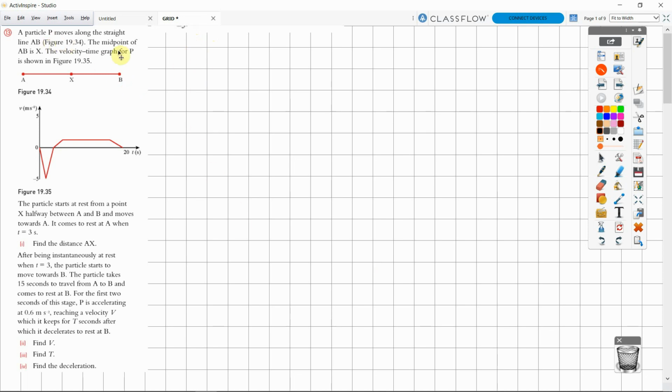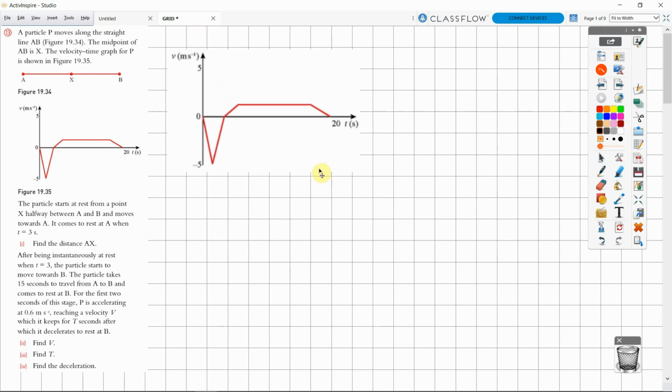Okay, a particle P moves along the straight line AB. Midpoint, so it's not just a random point, but this is the middle of the line. And we have the velocity time graph for P shown here. Now, I think it'd be quite helpful to be able to draw on this. So let's have a look.